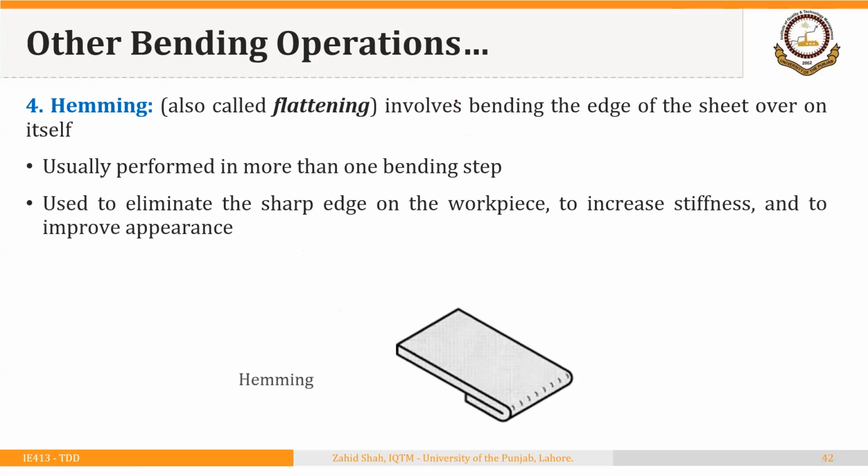Then we have the hemming operation, also called flattening. It involves bending the edge of the sheet over on itself, so it is basically a 180-degree bend. It is usually performed in more than one step because a lot of deformation takes place. It is used to eliminate the sharp edge on the workpiece, to increase stiffness, and to improve appearance. You can see that this is the hemmed part, where this portion has been bent 180 degrees.